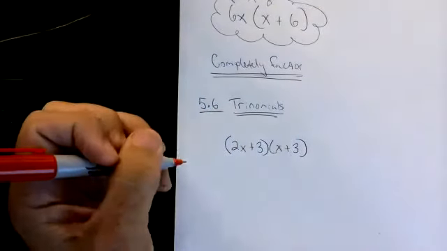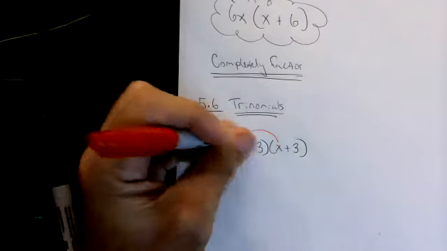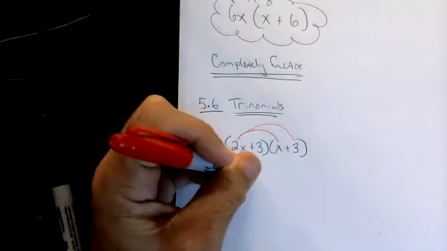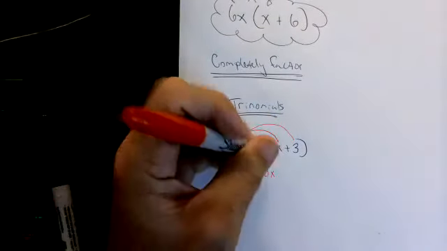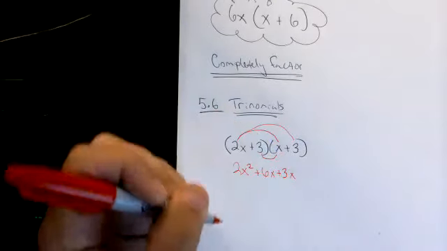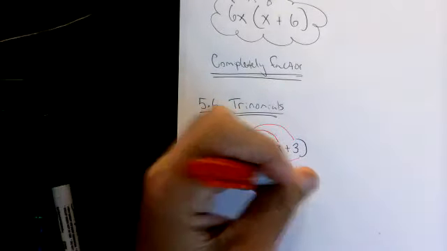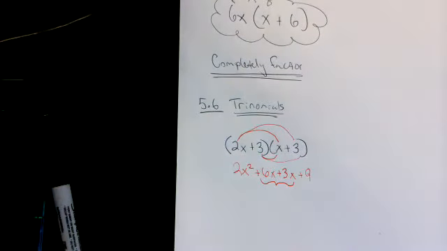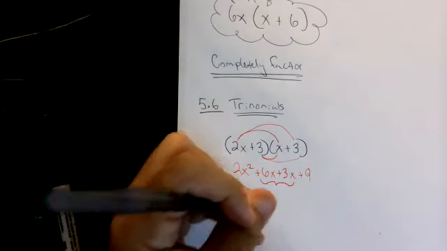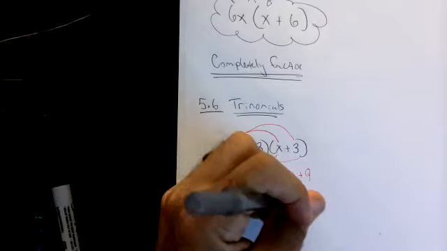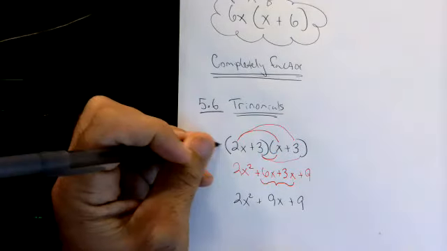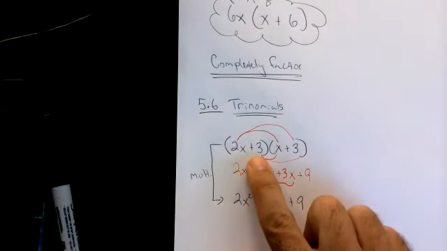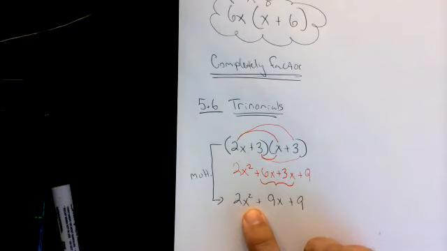If I told you to multiply these two things together, you have to distribute. So 2x times x is your 2x squared. 2x times 3 is your 6x. 3 times x is your 3x. And 3 times 3 is 9. Then we would look for any like terms that we can put together. And we would end up with 2x squared plus 9x plus 9. So if I told you to multiply this, this is what you would start with. This is what your answer would be.